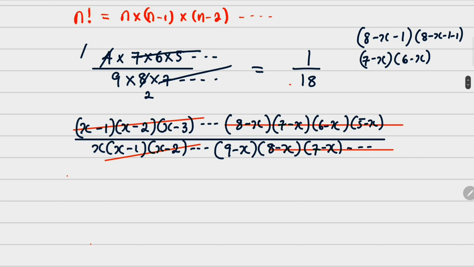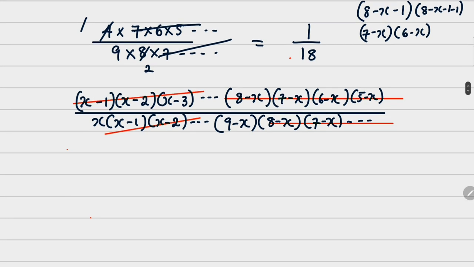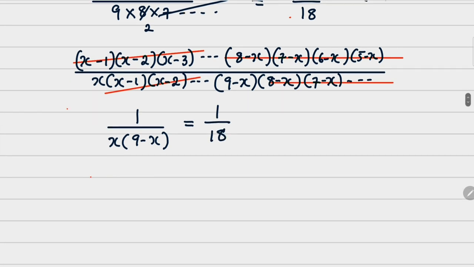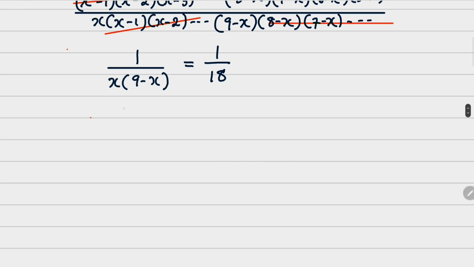So what I am going to have at the end of the day on this side will be 1 all over x into 9 minus x. Now recall that on the right hand side we have 1 over 18. So this will be equals to 1 over 18. Then I will now cross multiply. On cross multiplying, I'm going to have x into 9 minus x will be equals to 18. So this 9 minus x squared is equals to 18.